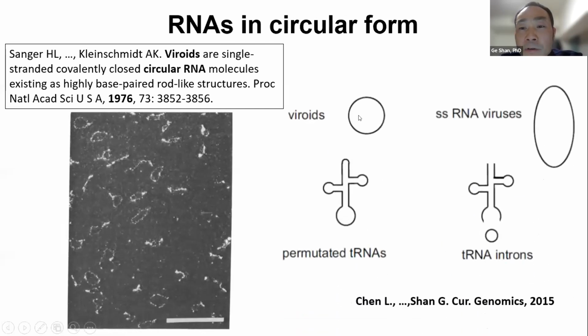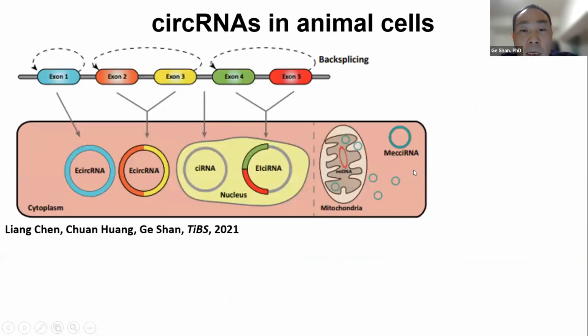So since more than 40 years ago, people started to realize that RNAs can be circular, not just linear forms. Then there are viroids and single-stranded RNA viruses, and sometimes during tRNA processing, you can see some circular molecules.